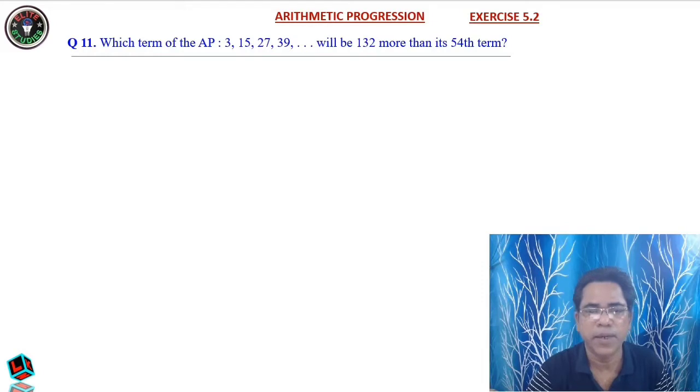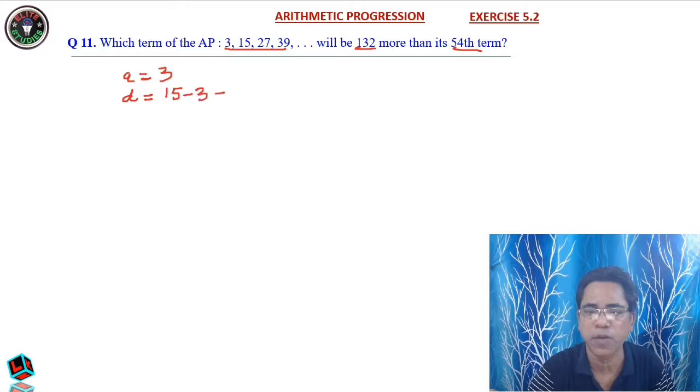Now question number 11: which term of the AP 3, 15, 27, 39 will be 132 more than its 54th term? First of all, try to understand the question. From the given AP, we got the value of A is equal to 3, the first term. And D is, the very first thing we got, 15 minus 3, which is equal to 12.